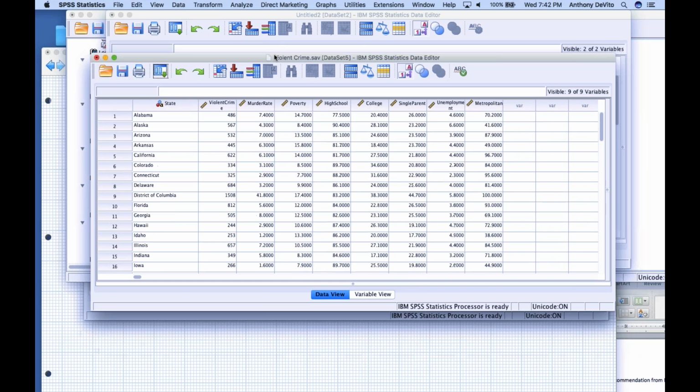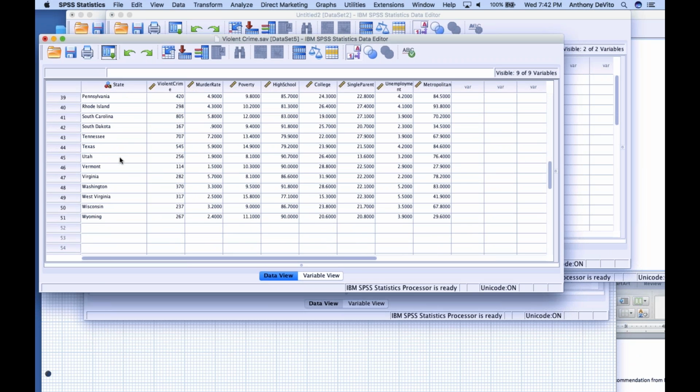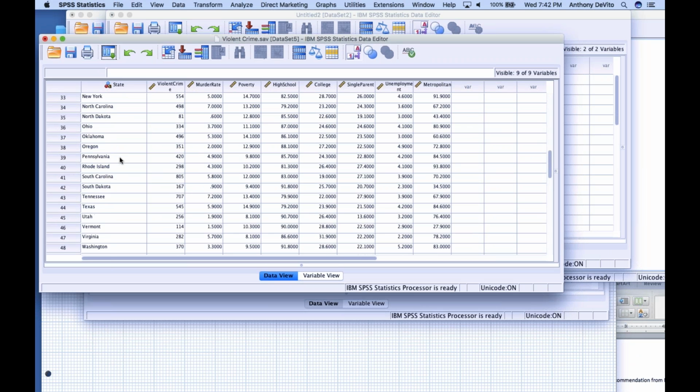Okay, let's take a look at what these variables are. Each one of these is a different state. I'm going to have a situation where we're going to have to eliminate one of these pieces of data because it's an outlier. Again, I know that going in ahead of time, but we're about to discover that. But I have a good reason for eliminating it.